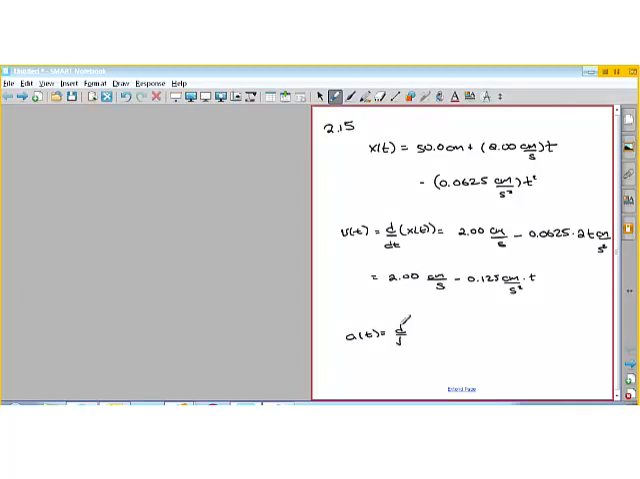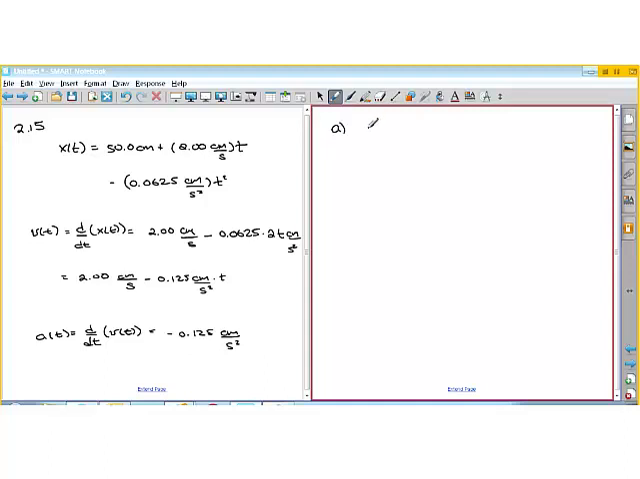And then the acceleration as a function of time is the derivative with respect to time of the velocity. So we go to this previous equation here and take the derivative of that. The derivative of a constant is 0. The derivative of t is 1. So the acceleration is negative 0.125 centimeters per second squared. The acceleration is constant because there's no t involved.